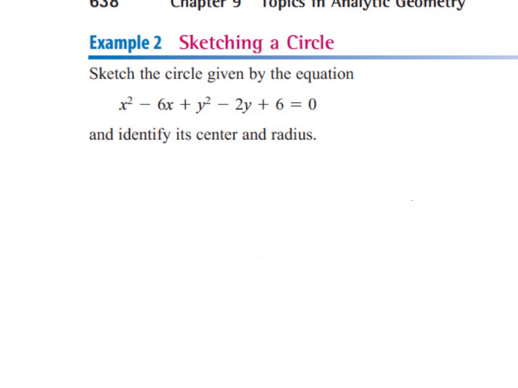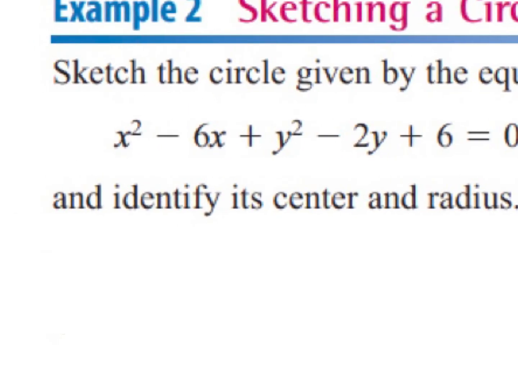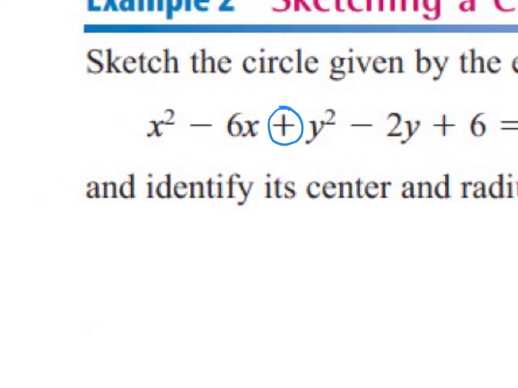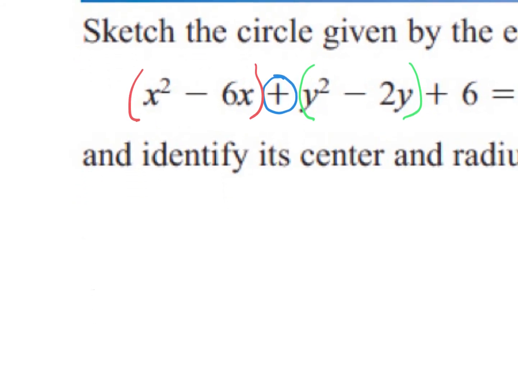It's real easy, guys, I promise. The reason we can do this is because we're looking at a circle, and notice what the sign is in between your x values and your y values. See how it's positive? Yes or no? Okay, so watch. We're going to group these together. We're going to keep our x's together, and we're going to keep our y's together. And again, we can do this because there's a plus sign in the middle.